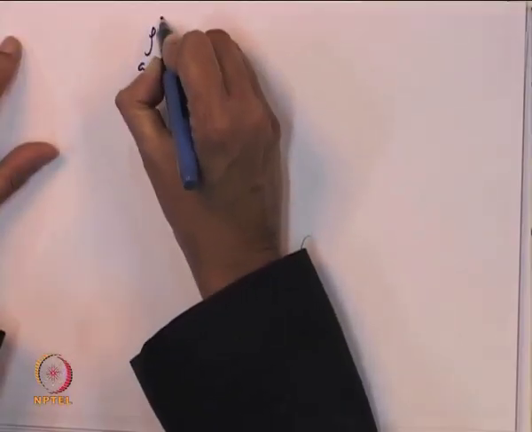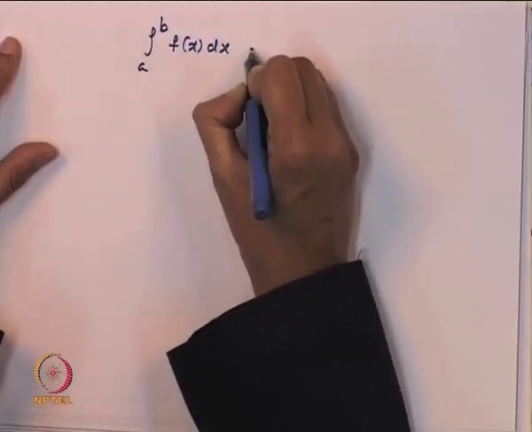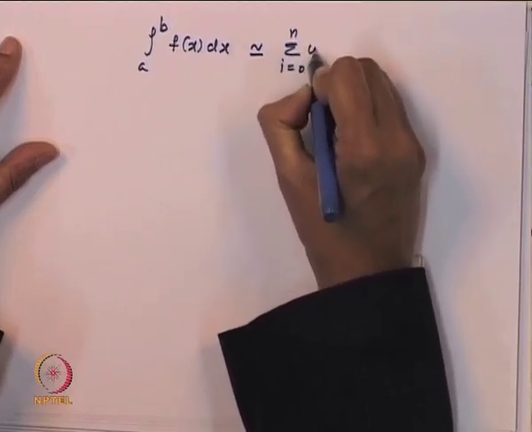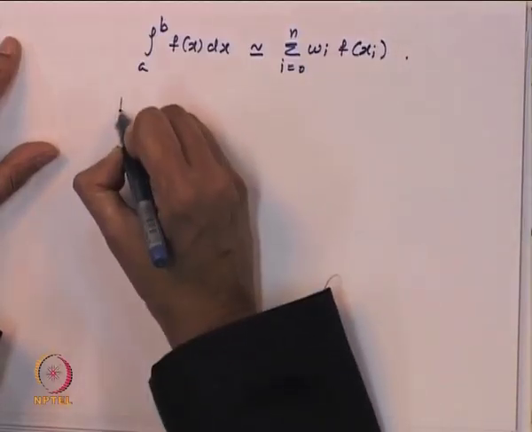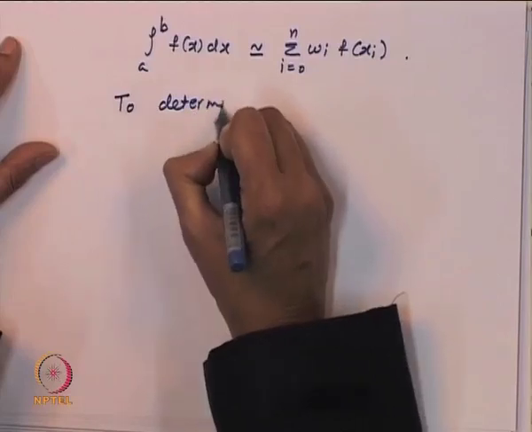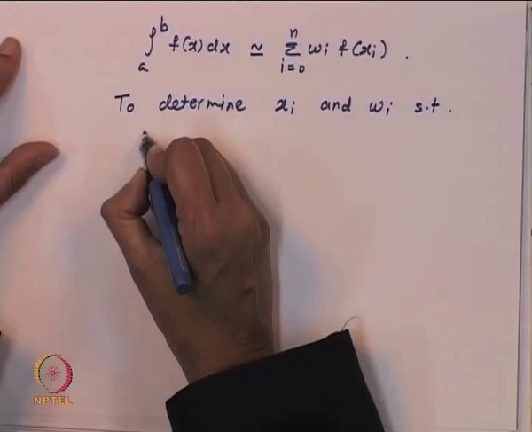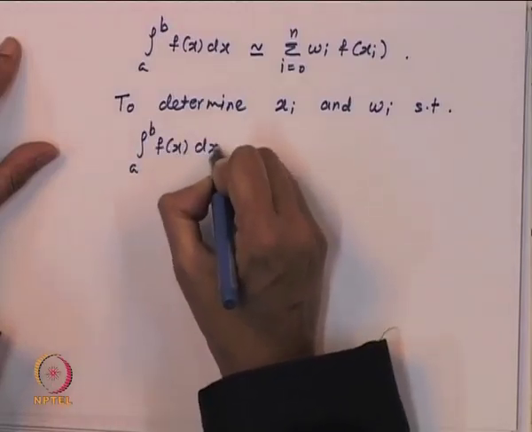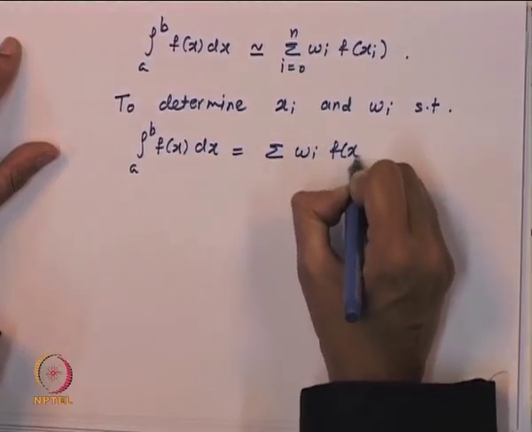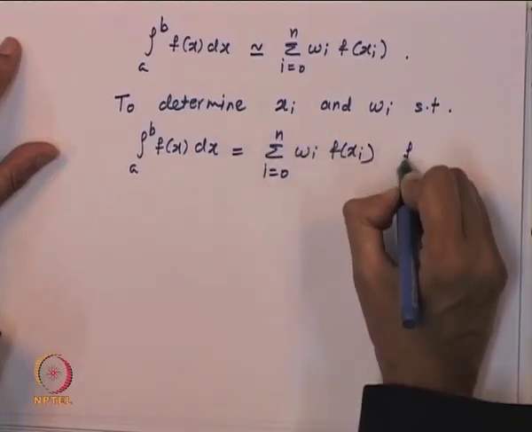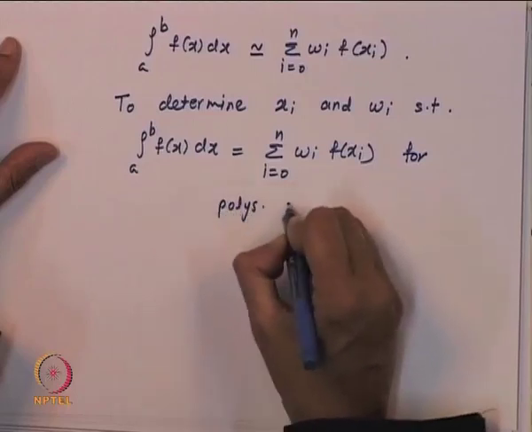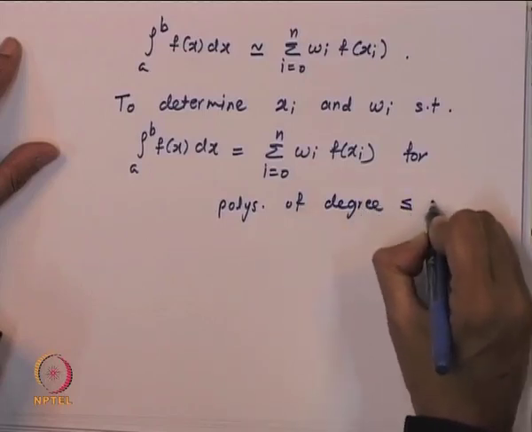Now, this is going to be our starting point. So, let us start with the formula integral a to b f(x) dx is approximately equal to summation w_i f(x_i), i goes from 0 to n. And we want to determine x_i's and w_i's such that integral a to b f(x) dx is equal to summation w_i f(x_i), i goes from 0 to n, for polynomials of degree less than or equal to 2n plus 1.